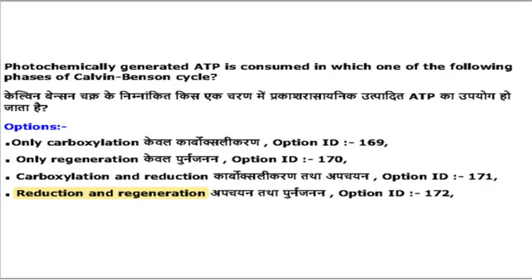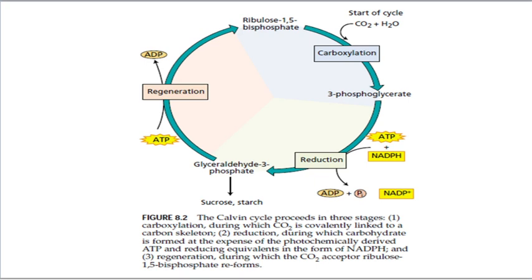So the next question: photochemically generated ATP is consumed in which one of the following phases of the Calvin-Benson cycle? It is your C3 cycle. If you remember this particular diagram, you will be able to easily answer the question. This Calvin cycle consists of 3 stages: carboxylation, reduction and regeneration. The carboxylation reaction doesn't require any ATP to convert ribulose 1,5-bisphosphate to 3-phosphoglycerate, friends.